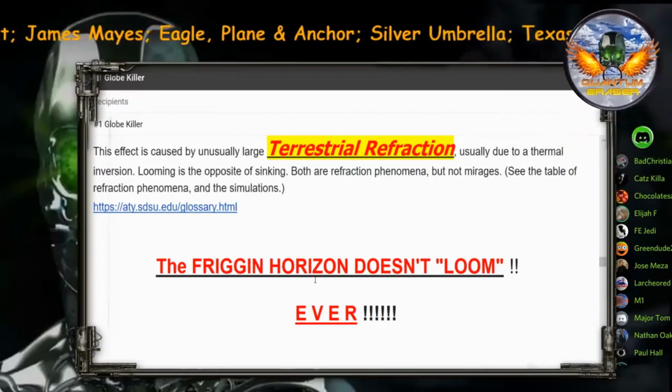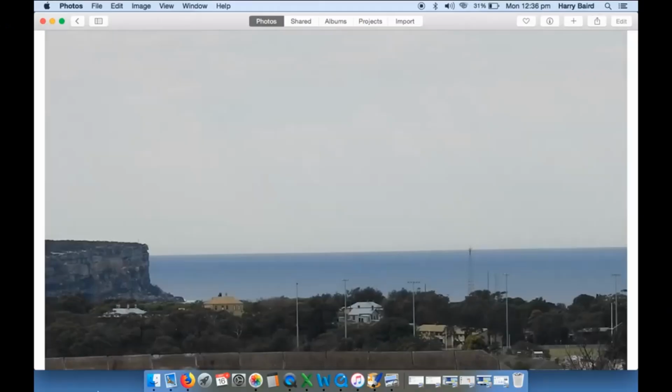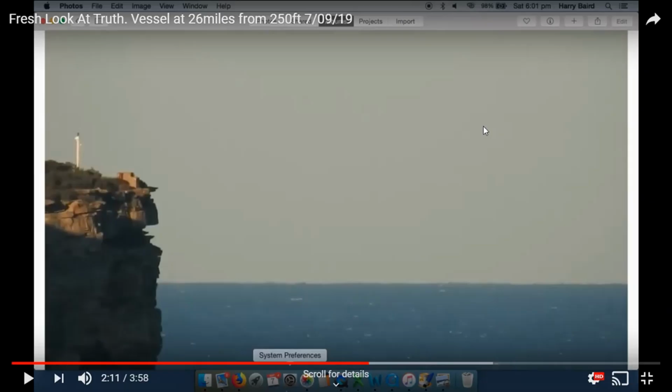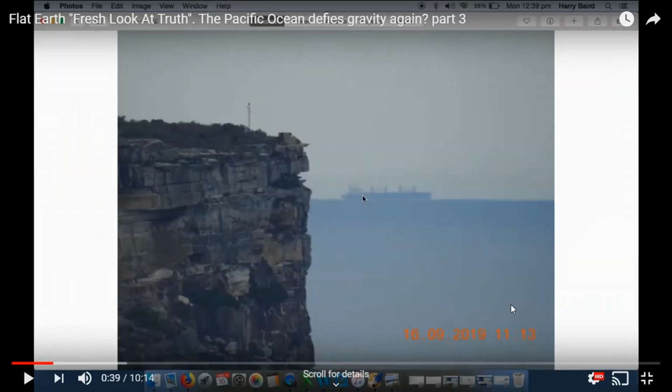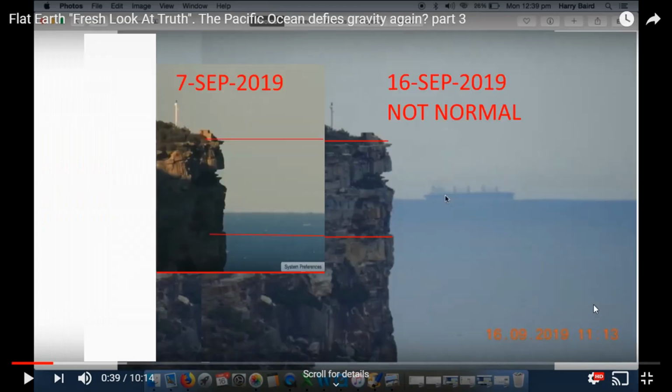Ever, ever, ever. Well, of course you can raise the apparent horizon. Just check out Harry in Sydney, the Fresh Look at Truth guy. He has a fixed viewing position, and he has some markers that he likes to use at 1 and 3 miles. Now, the apparent horizon does change position, as well as the ships beyond that horizon. So let's have a look at a day with normal atmospherics and compare that to a day with, say, very high refractive conditions.